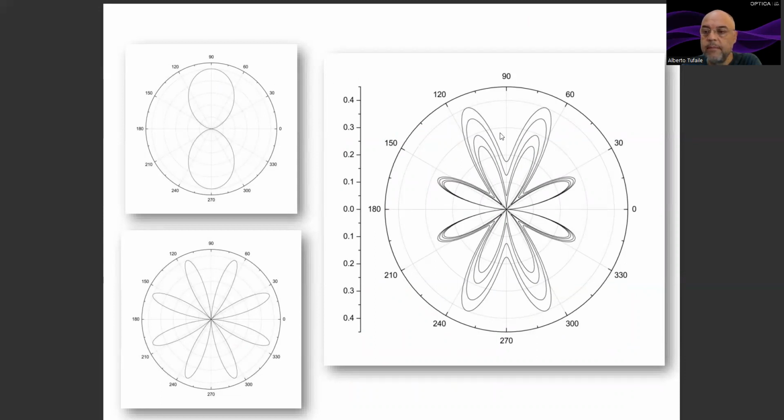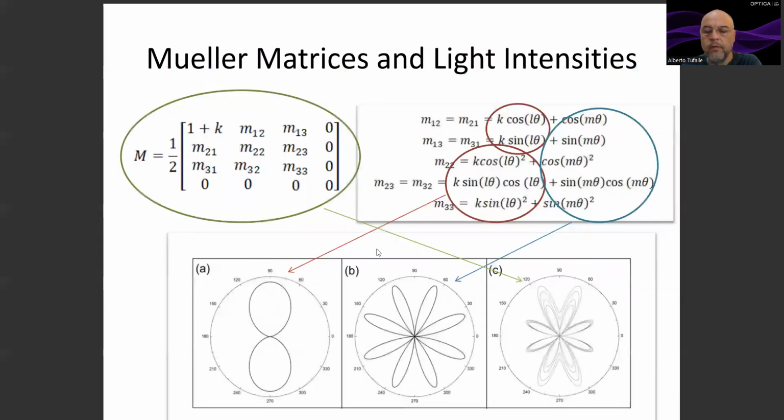Here we can see some polar plots of a dipole and a sextupole or hexapole, and the combination of these two gives different light intensities if we combine different values for each one of these multipoles. So in this way, we can represent different states of our system using a combination of different multipoles.